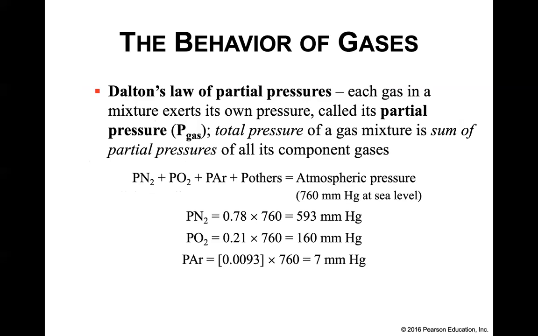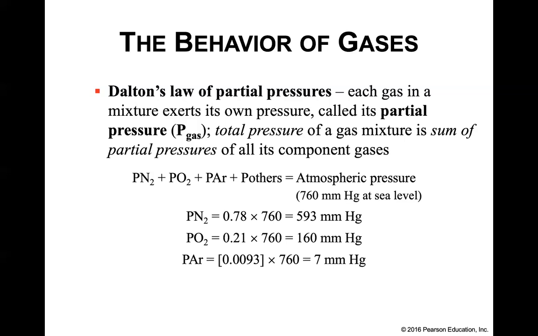Dalton's law essentially states that each gas in a mixture exerts its own pressure, and this is called the partial pressure of that particular gas. Now, the total pressure of the gas mixture is the sum of the partial pressures of all of the component gases, and that should actually equal atmospheric pressure.